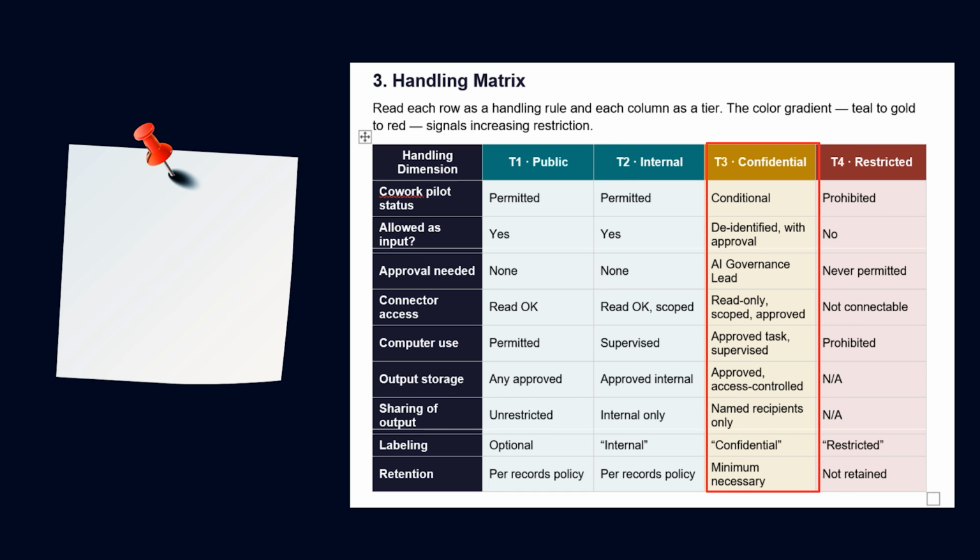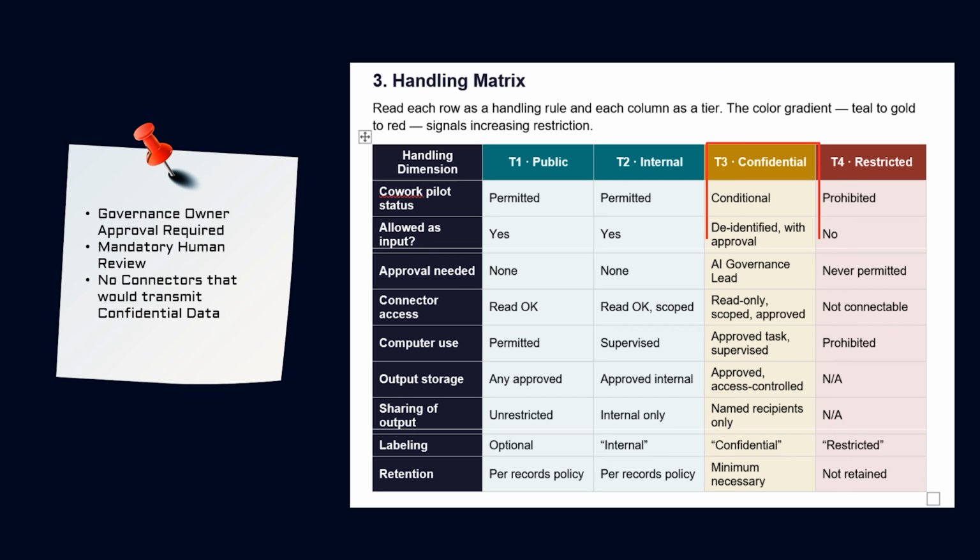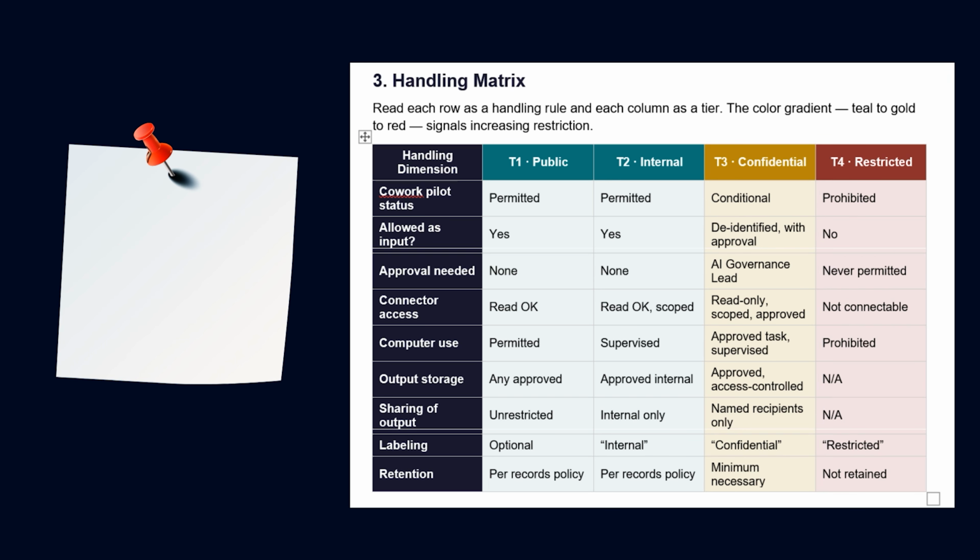Confidential data is permitted only in workflows with explicit governance owner approval, and with mandatory human review of all outputs before any external distribution. Connectors that would transmit confidential data to external services are not approved for the pilot. This is the operational definition of the yellow zone we'll discuss in Episode 5.